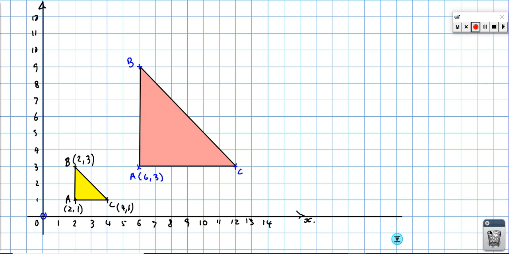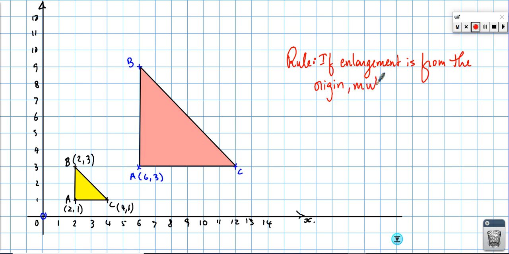So what did we do? As a rule, if the enlargement is from the origin, all we need to do is multiply the coordinates by the scale factor of enlargement.